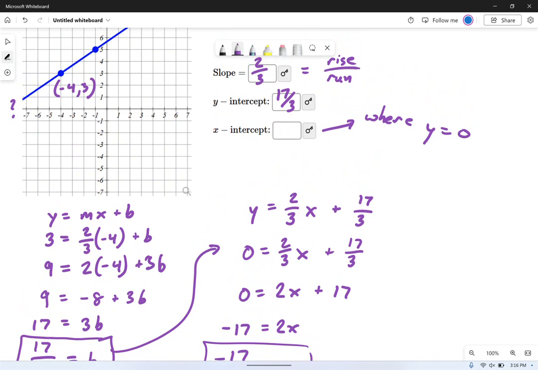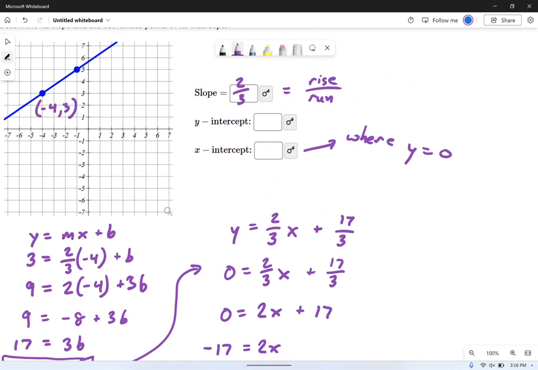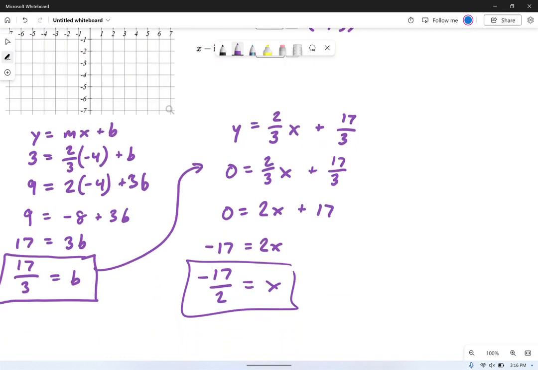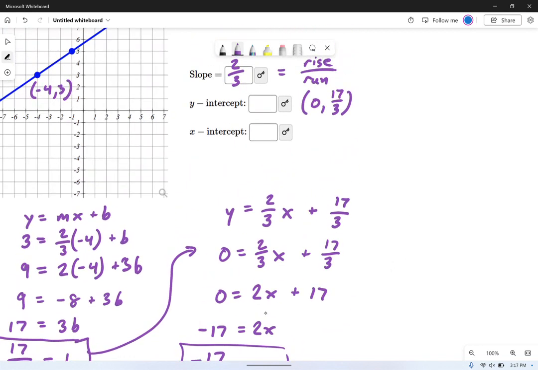I shouldn't say that the y-intercept is 17/3. That's the value at the y-intercept. What I should really say, if I want to put this in as a coordinate point, is x equals 0, y equals 17/3. That's a coordinate point. That's the y-intercept. And the x-intercept, likewise, is not -17/2. It's -17/2, comma, 0. That's the x-intercept.